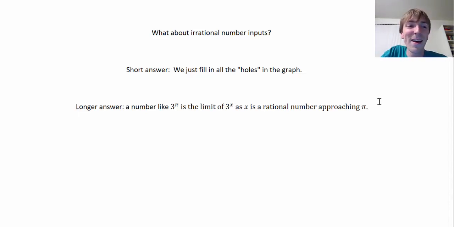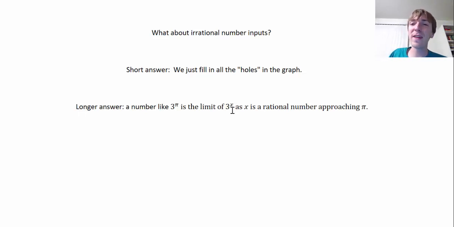Excuse my cat. The longer answer is a number like 3 to the pi. Pi is an irrational number. So what does that mean really? Well, it's the limit of 3 to the x, where x is a rational number that's approaching pi. So if I were to take 3 to the 3, and then 3 to the 3.1, and then 3 to the 3.14, and then 3 to the 3.141. I'm trying to remember the digits of pi, but I actually can't remember that many.